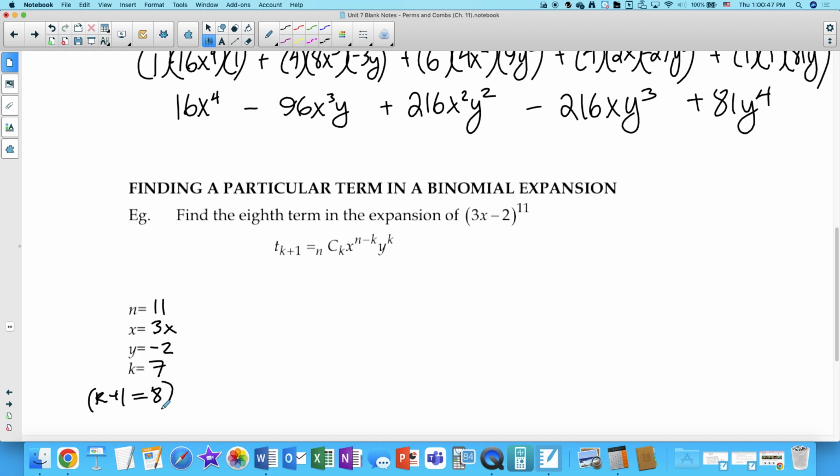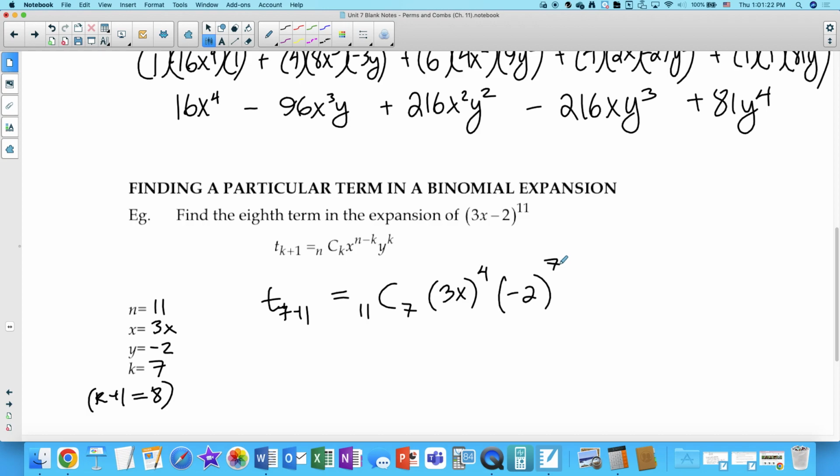Okay. So here if we are looking for t7 plus 1, you could put t8 there if you want, but sometimes if you put 7 plus 1, you remember, okay, k is actually 7, not 8, is equal to 11 choose 7 times 3x to the 11 minus 7. So that will be to the 4 times y, negative 2, to the k, 7.